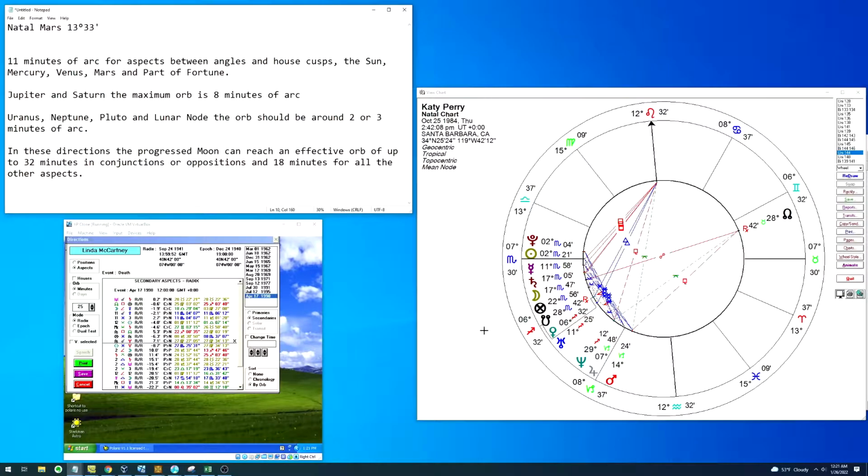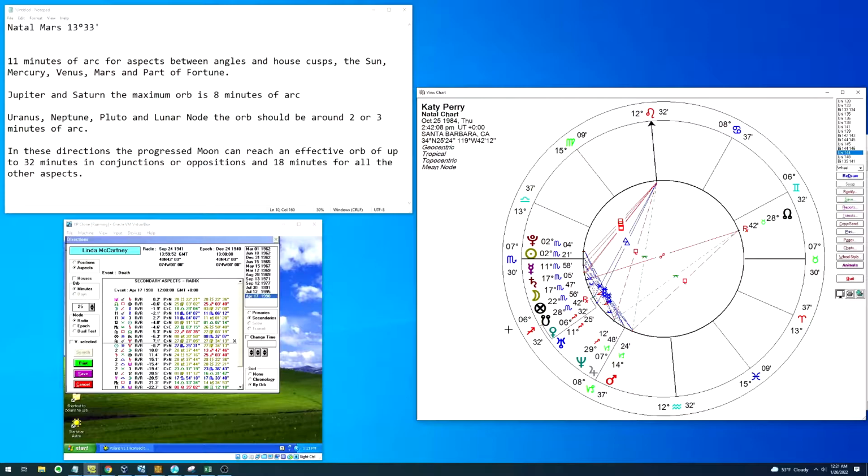Now let's just briefly define secondary progressions. Secondary progressions are basically the revolution of the planets around the Earth, both in forward and in converse motion. We can also direct the angles and house cusps, forward and backward, and we can also progress to progressed aspects work, and regress to regressed aspects also work.